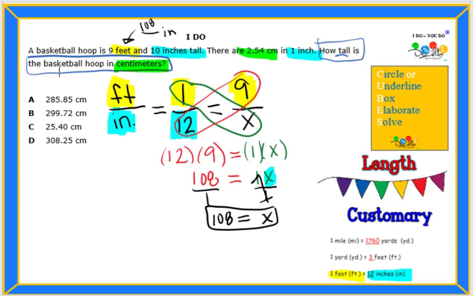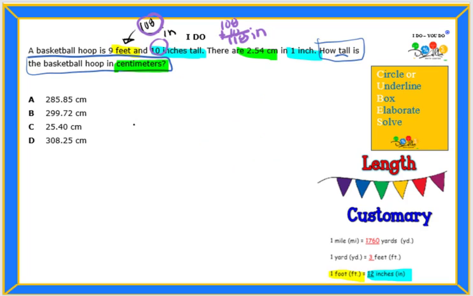And we also had 10 inches. So now we want to combine 108 and 10. So the basketball hoop is a total of 118 inches. There are 2.54 centimeters in 1 inch. How tall is the basketball hoop in centimeters?